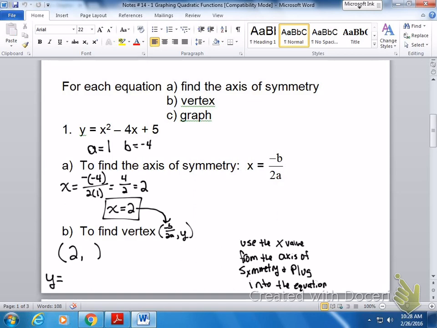I'm going to have y equals, well, it's x squared, so 2 in parentheses squared, minus 4 times x, which is 2, plus 5. Now you can put that straight into your calculator. Shouldn't be that hard of a deal. Use your parentheses. 2 squared minus 4 times 2 plus 5 gives us 1. So our vertex is the point 2, 1.